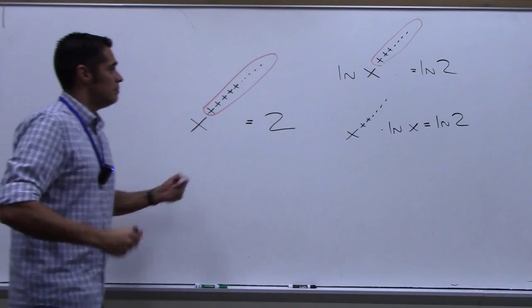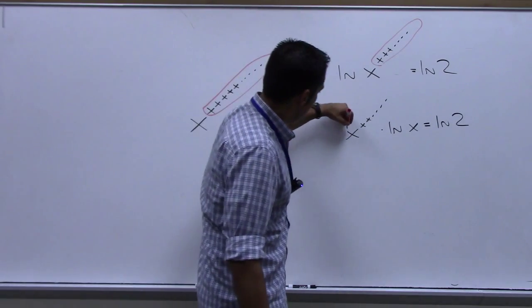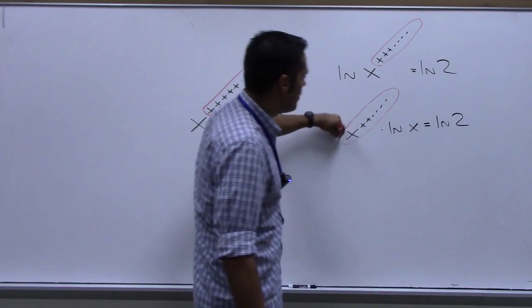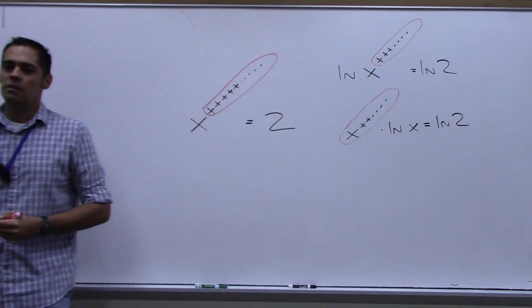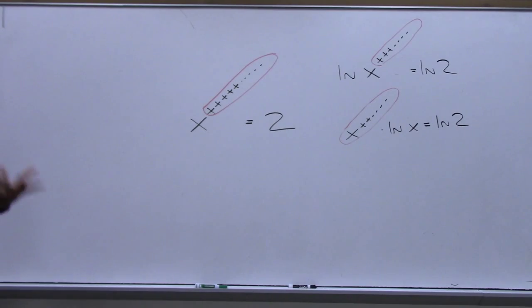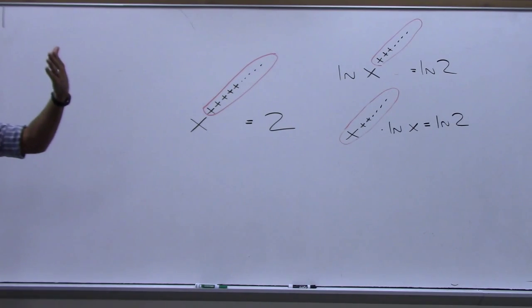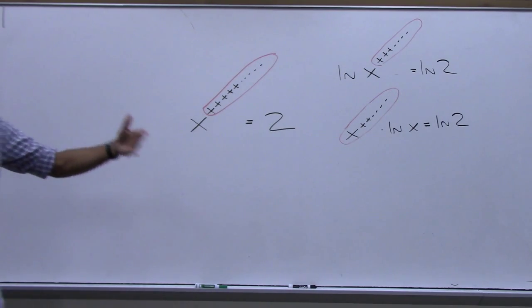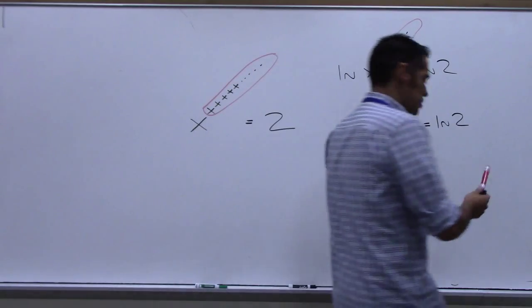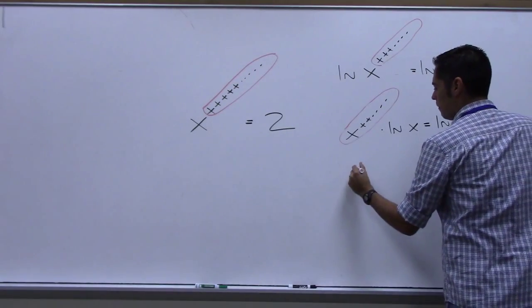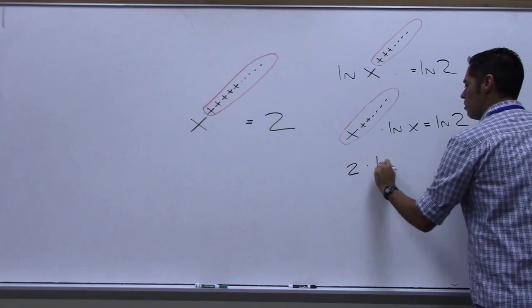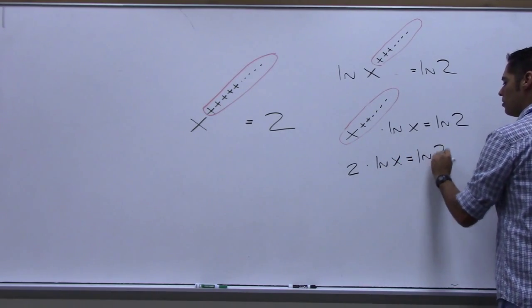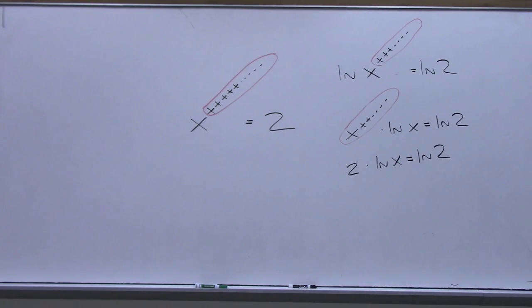All right, but this x to the x to the x to the x forever actually is 2, isn't it? I mean, that's what we need x to the x to the x forever to be, is 2. So I'm going to replace this piece right here with 2. And you get natural log x equals natural log 2, like that.